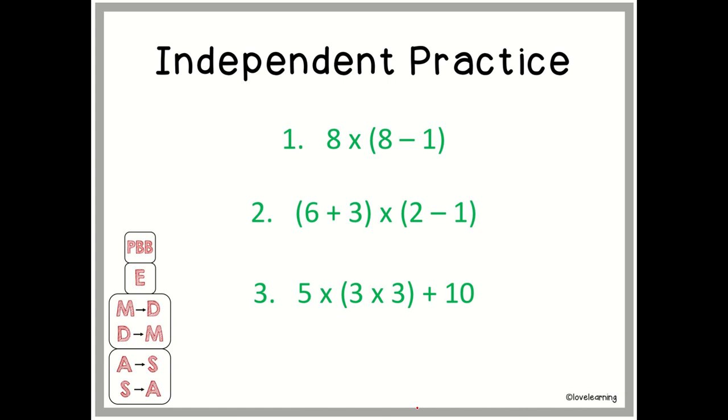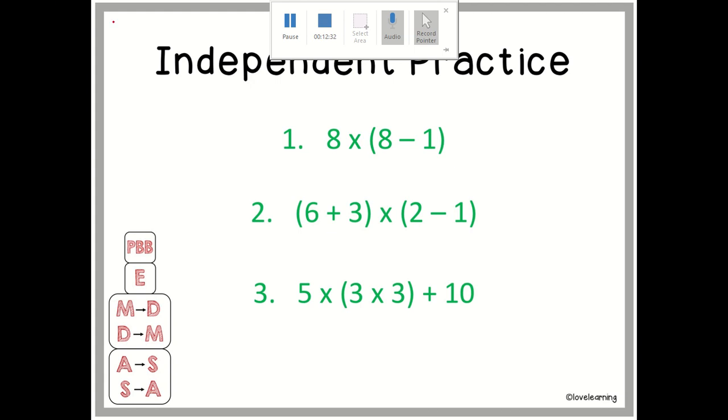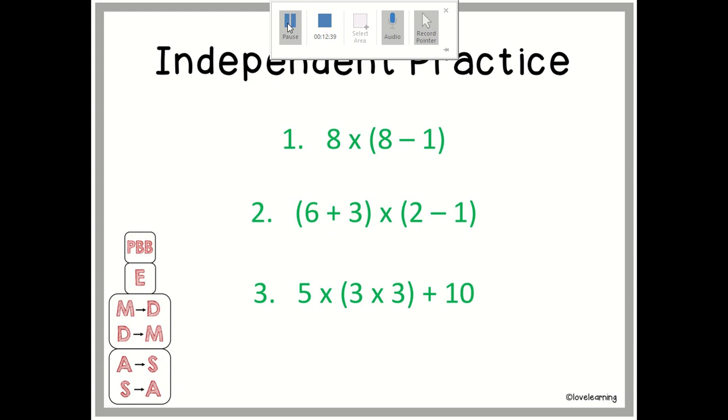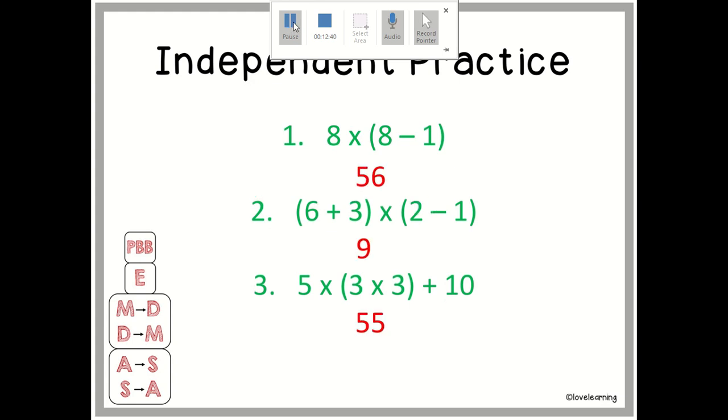So now, here are some independent practice questions. I want you to pause your video and see if you can solve these expressions by yourself. You've got this. You can do it. Did you get them right? If you did, that's awesome. If you didn't, well, let's just keep trying. We're going to keep practicing as we go.